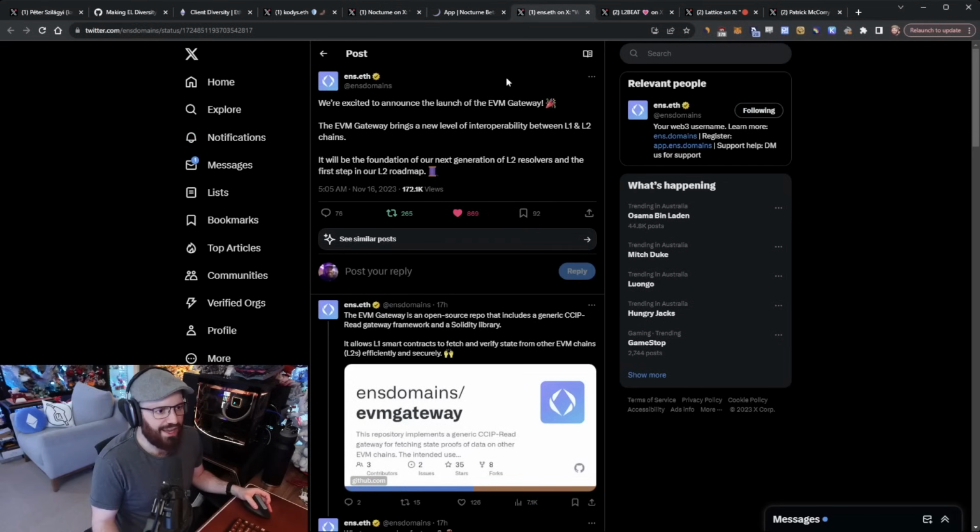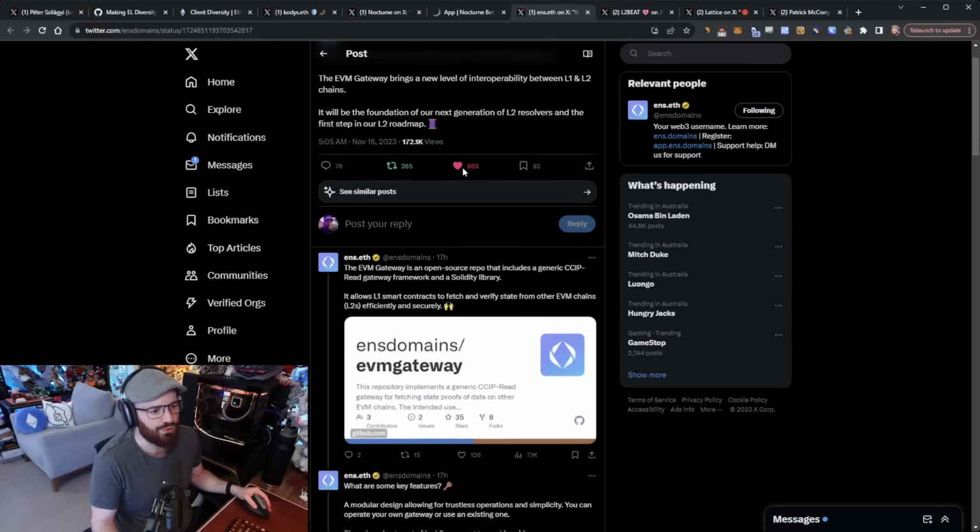All right, so today ENS announced the launch of the EVM Gateway. Now, I think I covered this a while ago on the Refuel. This has been in development for quite a while. What this is basically, is a way to bring interoperability between L1 and L2 chains for ENS. And as ENS says here, it will be the foundation of our next generation of L2 resolvers and the first step in our L2 roadmap.